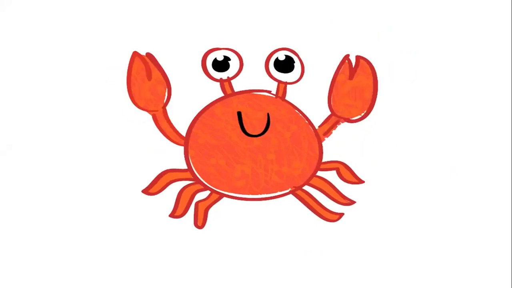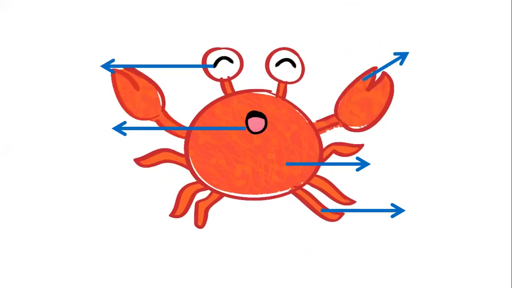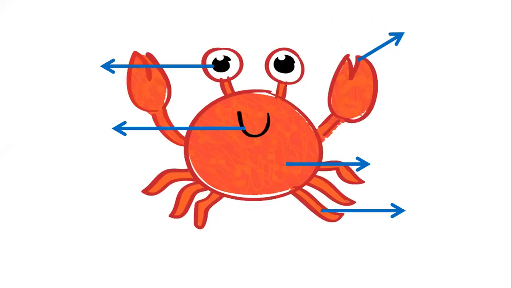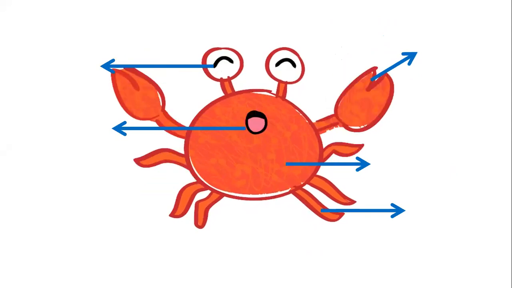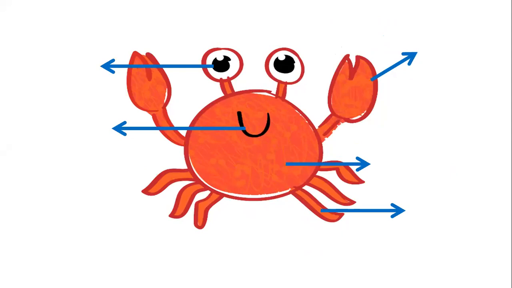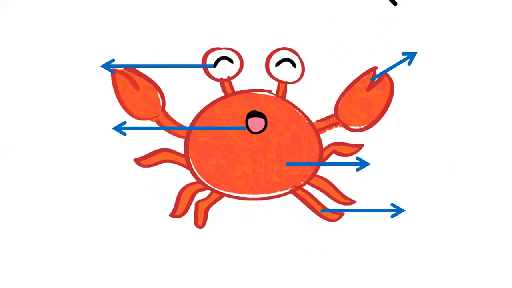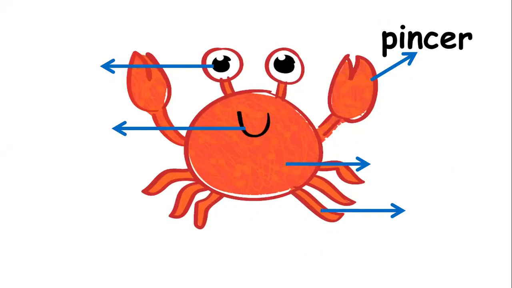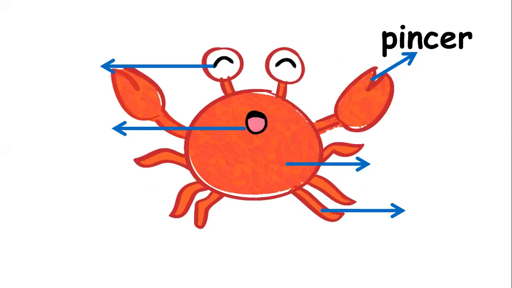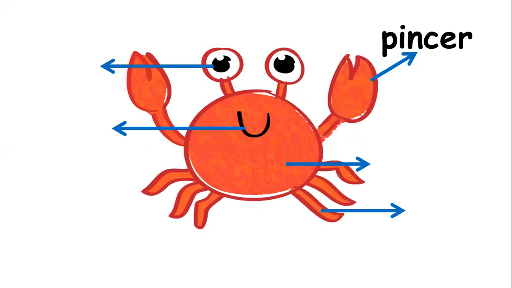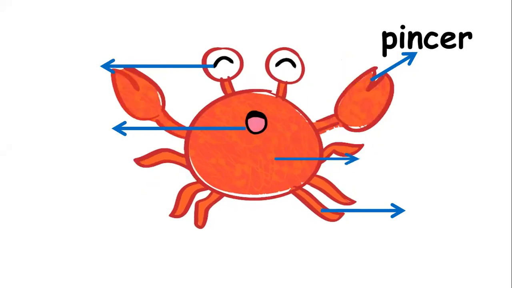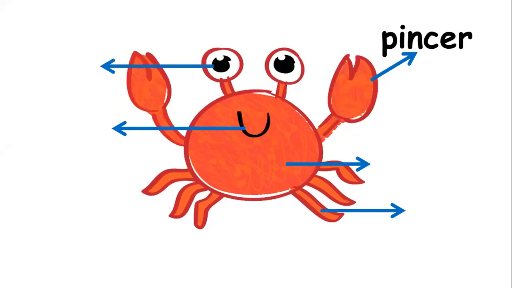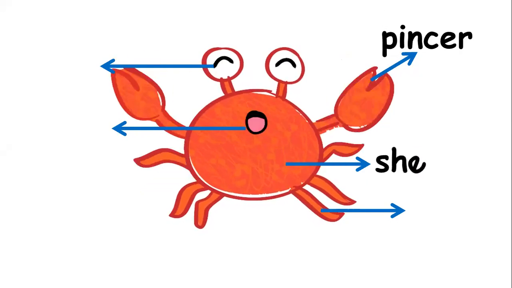What do you call these body parts of the crab? What do you call the body part of this crab? Very good. It's a pincer. And how about this one? What do you call this body part of the crab? That's right. It's a shell. Shell.